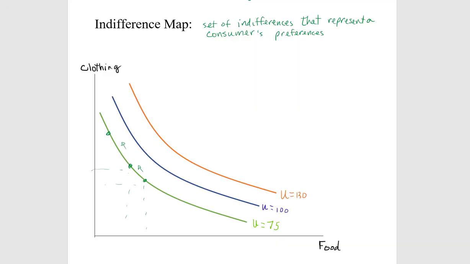I've assigned some utilities here just to note that more is better. So we have a utility of 75 at this lower green curve. If we get greater combinations of food and clothing, points that are out beyond the green curve, then we have a higher level of utility. So I've given this blue line a utility of 100 and the orange line a utility of 130. More is better. It should be noted that these numbers are arbitrary. I just put a number on here to indicate 75 is less than 100 is less than 130. The direction of increased happiness is out away from the origin. And this lines up with our initial assumption that more is always better.